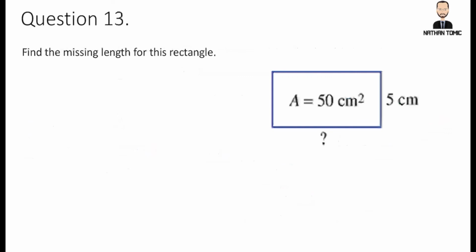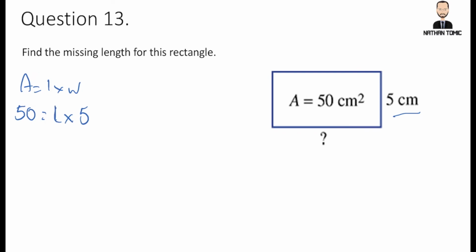Question 13 says, find the missing length for this rectangle. So here we have a rectangle. It's given us one measurement here as 5 centimeters, and we've got the area as 50. So again, we think about what we've got here. We've got area equals length times width. We have the area, and let's say we have the width here. So we've got length times 5. That's an L, not a 1.